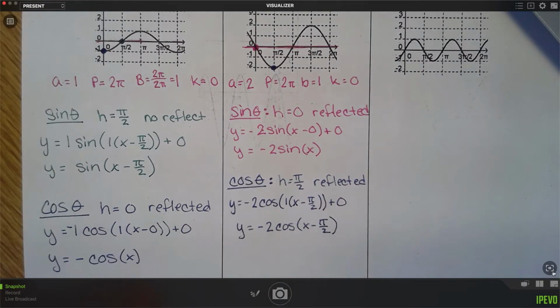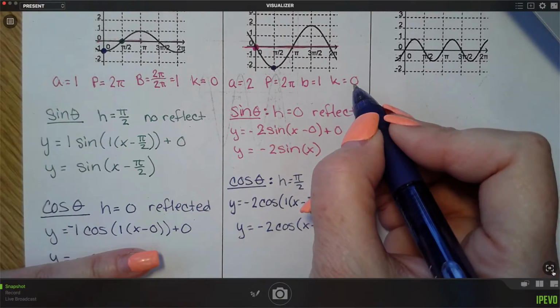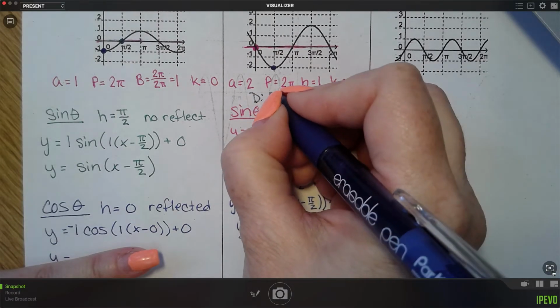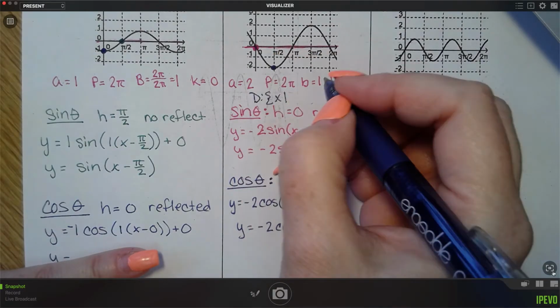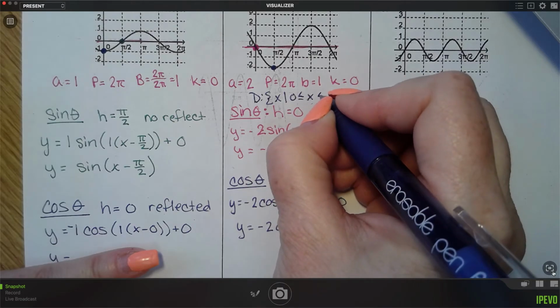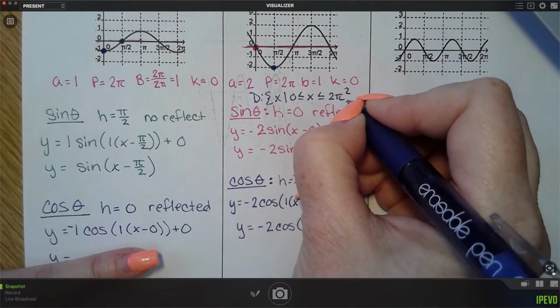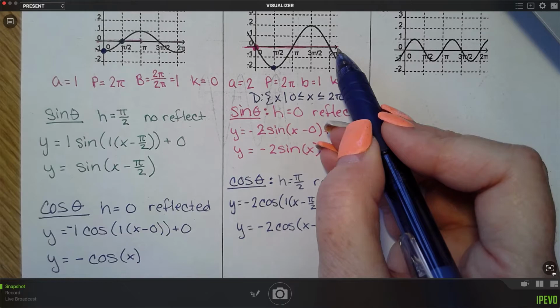Yes. Okay. Now, I usually do the domain right after I do this because the domain is good for everything, right? So we're just going to put D for x such that 0 is less than or equal to x, which is less than or equal to 2 pi. Now it's only 2 pi because what is pictured here? I can see 0 to 2 pi, correct?